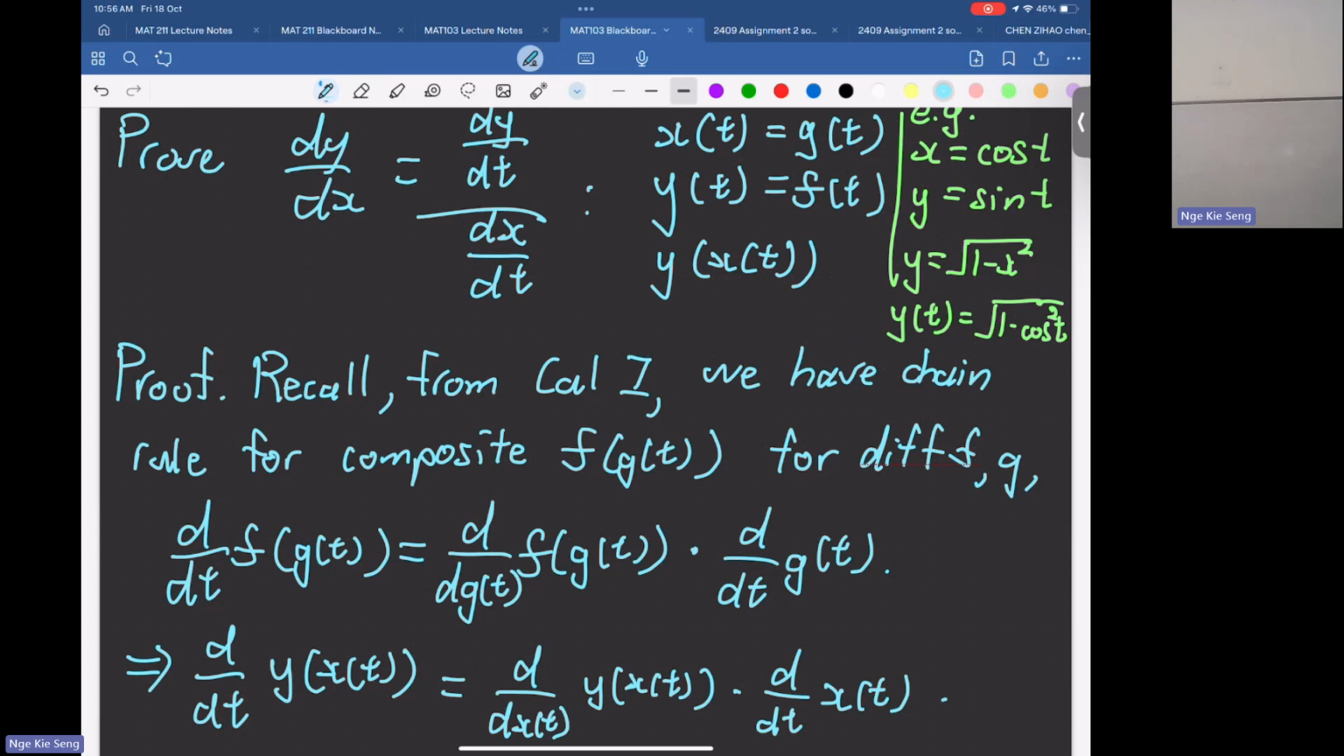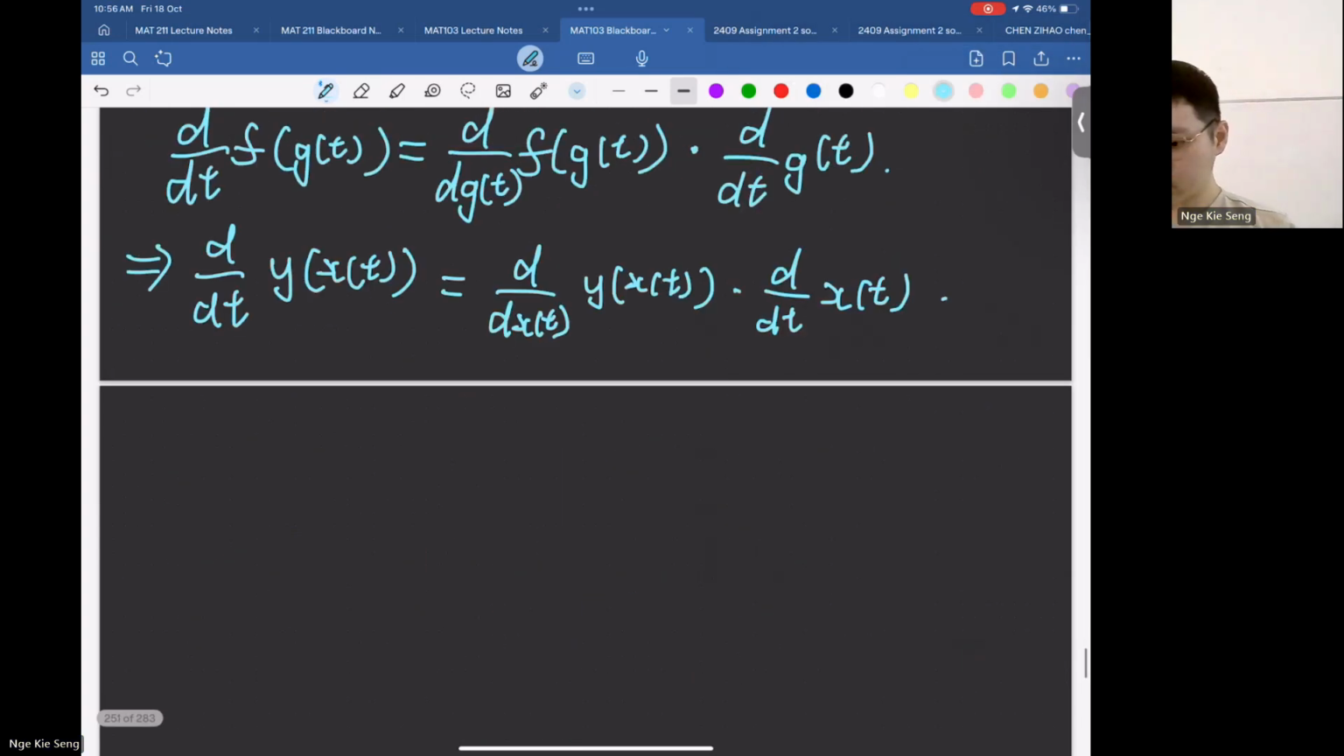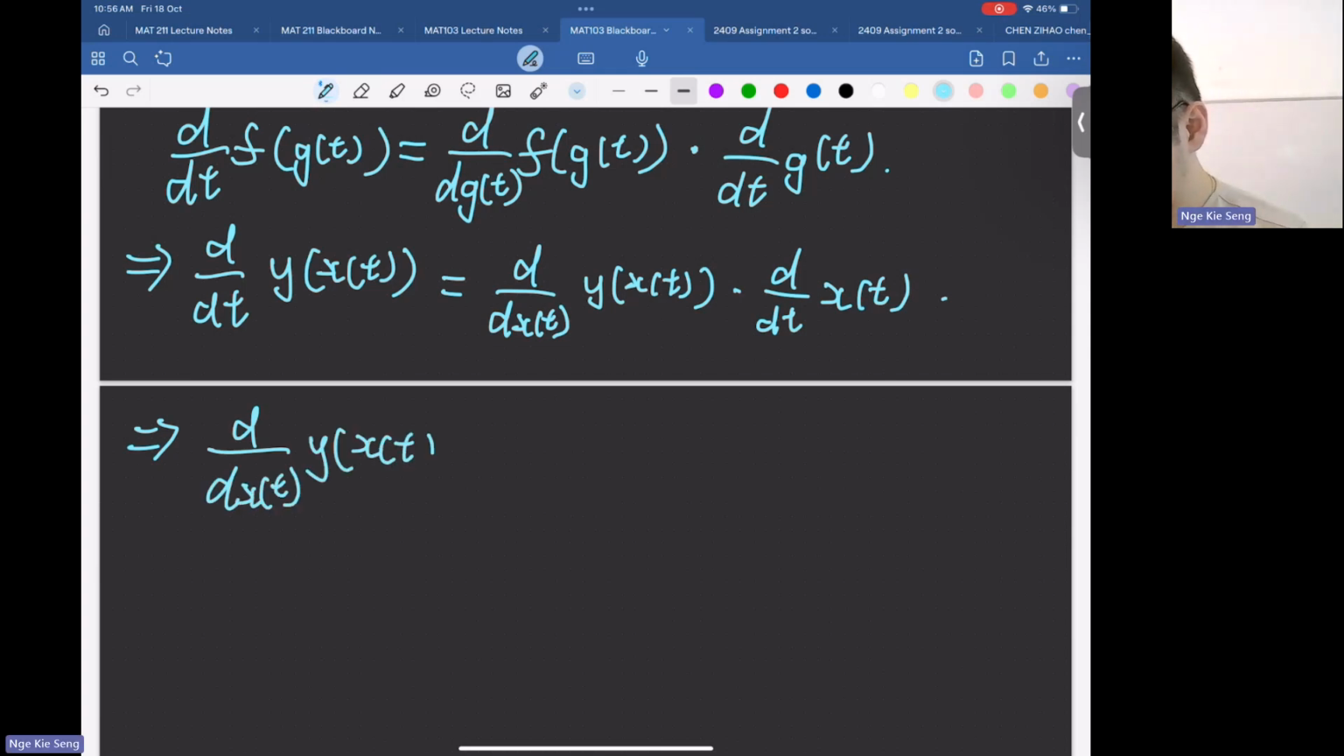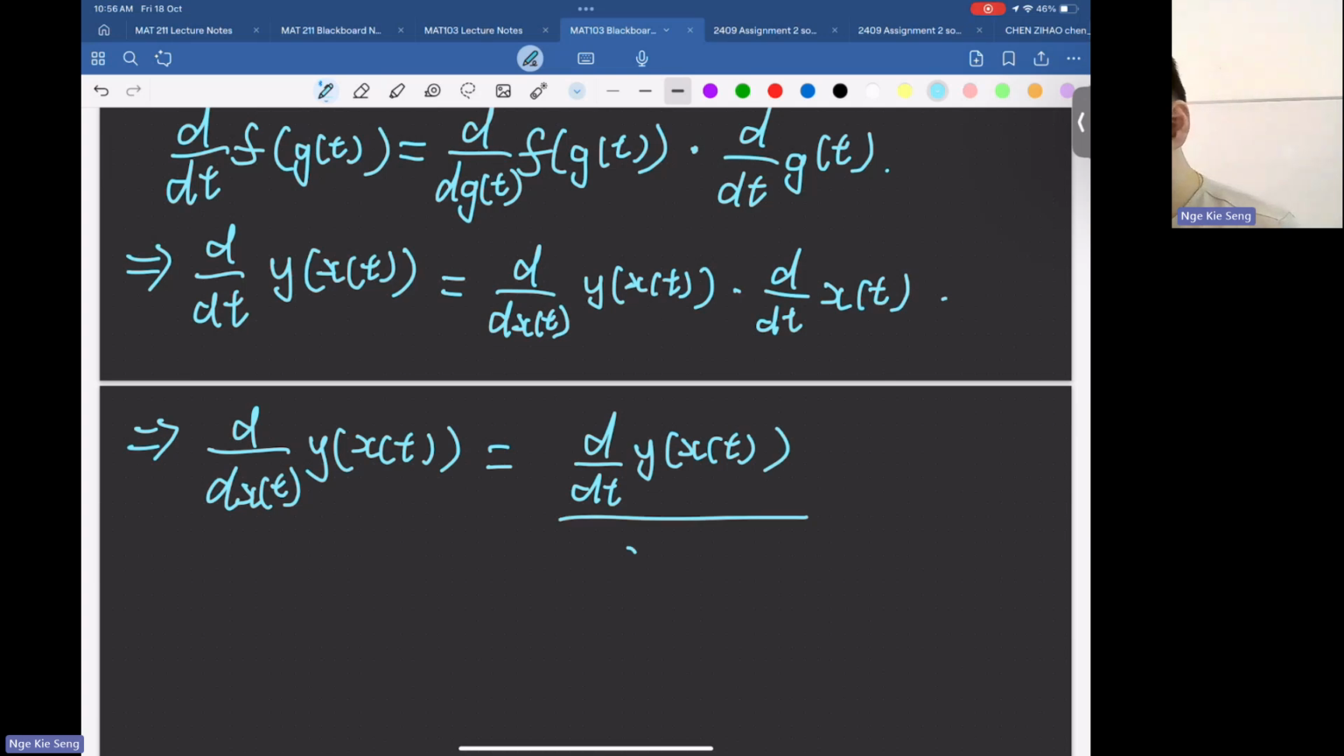You see that dy over dx is this term here, dy over dt is this term, and dx over dt is the other term. So you just move dx over dt to the left hand side. It really comes from the chain rule, so you can use this formula safely in future.